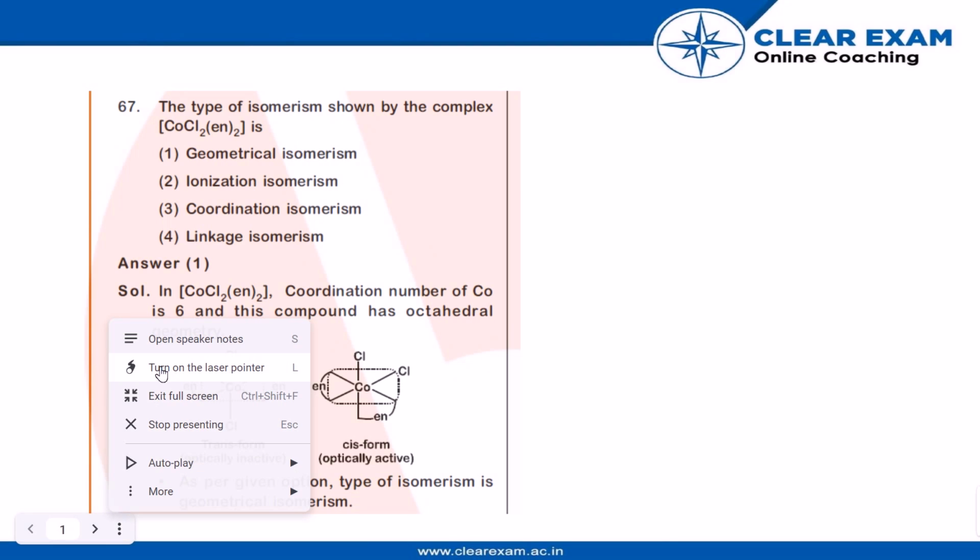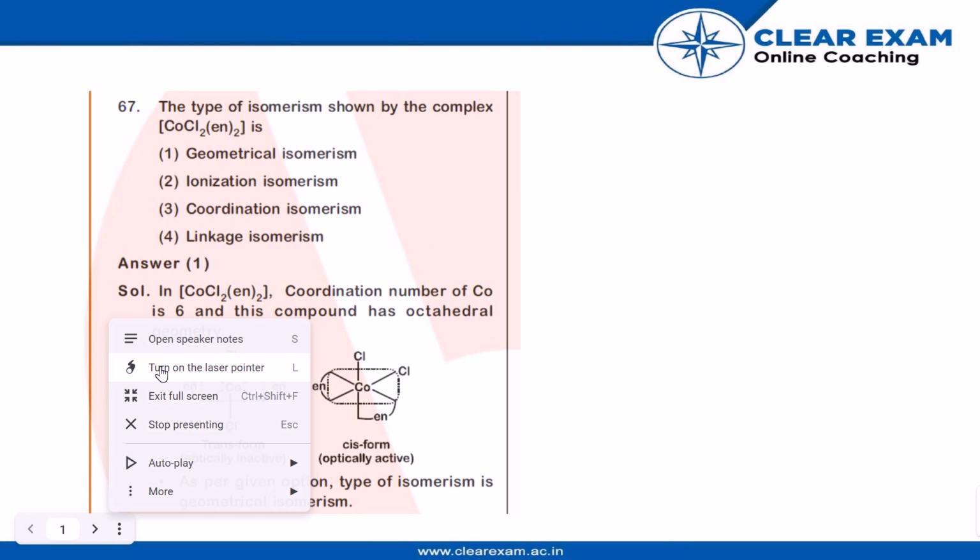So the answer is first, geometrical isomerism. In [Co(Cl)2(en)2], the coordination number of Co is 6 and this compound has octahedral geometry. So the coordination number of Co is 6 and this compound has octahedral geometry.